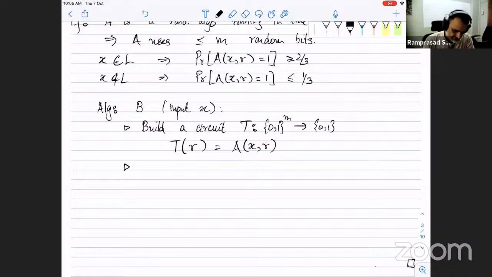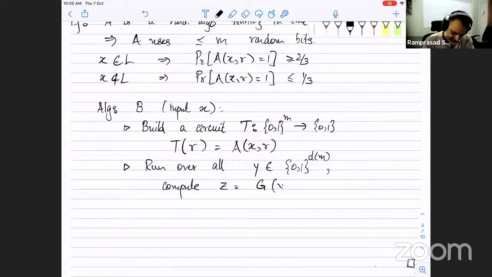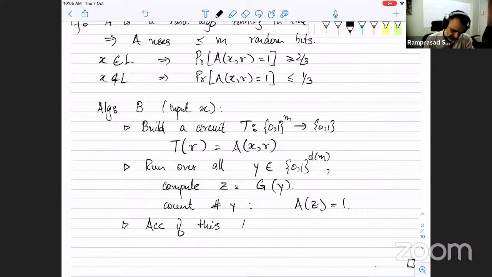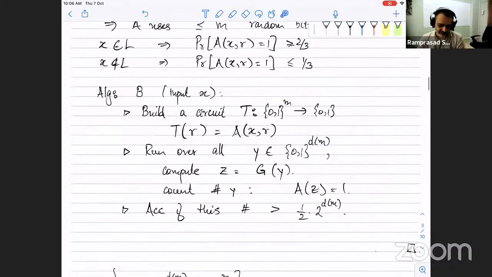Okay. And now what we do is the following. We basically just run over all Y in {0,1}^D of M, compute Z, which is equal to G of Y, and count the number of such Y's such that A of Z equals 1. And now you basically accept if this number is at least, I don't know, half times 2 power D. Okay, so that's the algorithm.